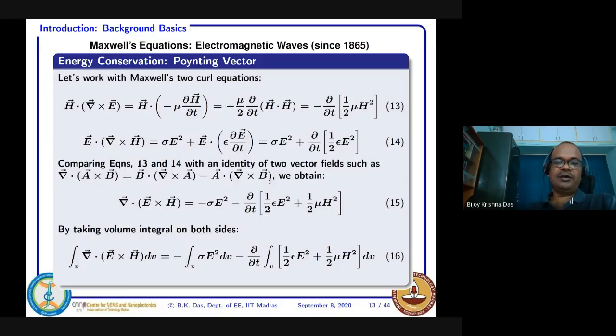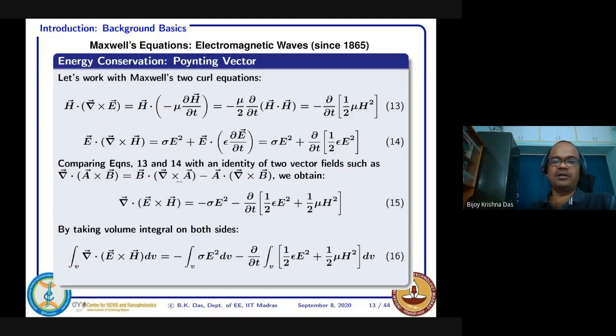You can expand that with B dot curl of A and A dot curl of B. So you can think of A vector equal to E and B vector equal to H, right? So this thing is nothing but the left hand side of the H dot curl of E, E dot curl of H. So if you just subtract, then you get divergence of A cross B, meaning divergence of E cross H, it will come.